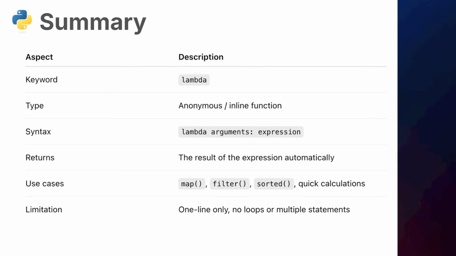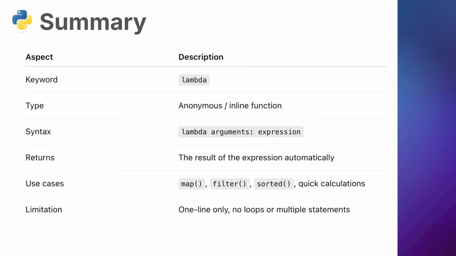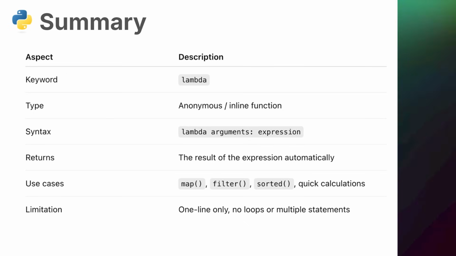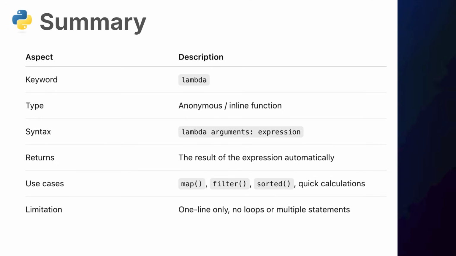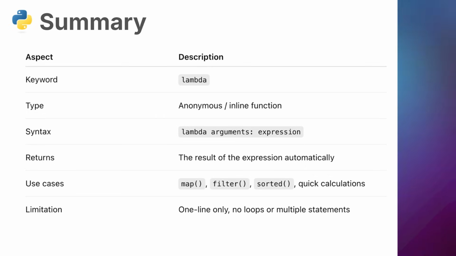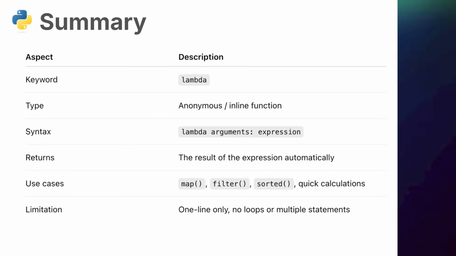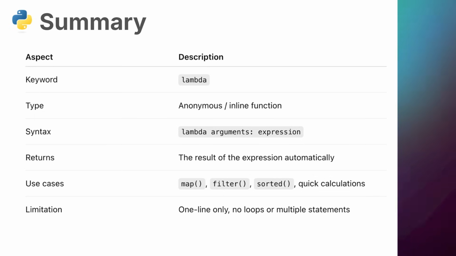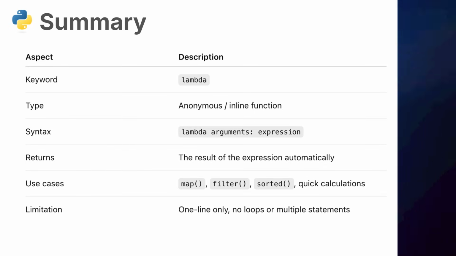Alright, here's a quick recap of everything we've covered about Lambda functions in Python. A Lambda function is a small anonymous function created using the keyword lambda. It's often called an inline function because it can be written directly inside another expression without needing a full definition. The basic structure is simple. You specify the arguments, then write a single expression. The result of that expression is automatically returned. There's no need to use the word return.